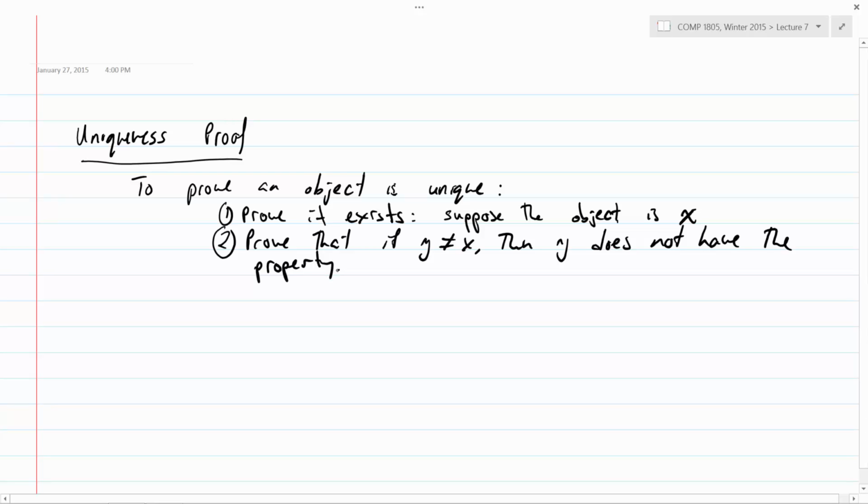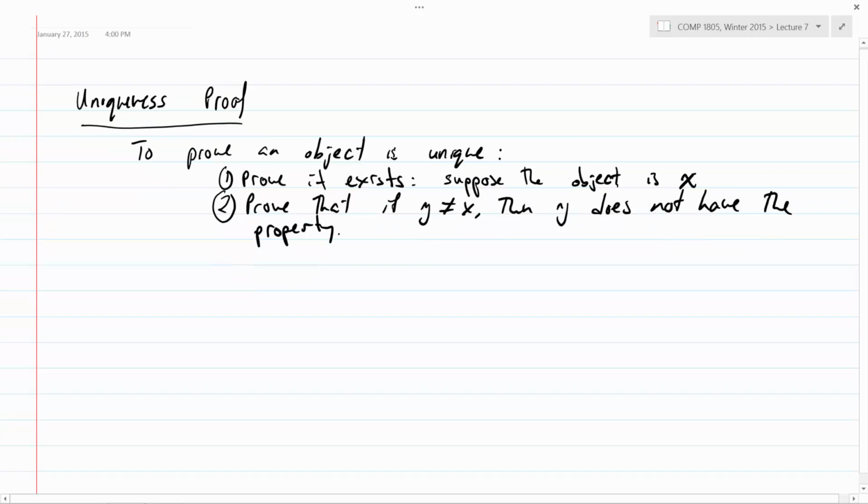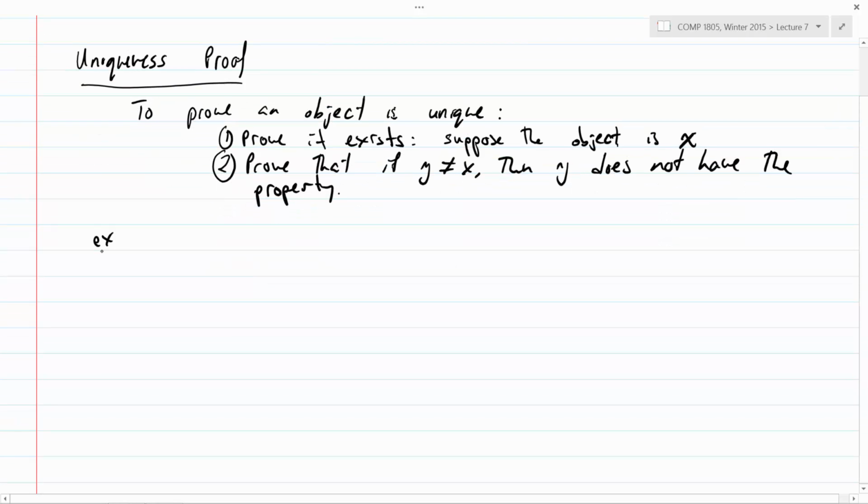So notice that's proving an implication is true. Another way to do this that's exactly equivalent is to prove that if Y does have the property, then Y equals X, because that's the contrapositive of that implication, and therefore it's the same thing. All right, so those are the two common ways of doing that. So as an example, let's do one of these things.